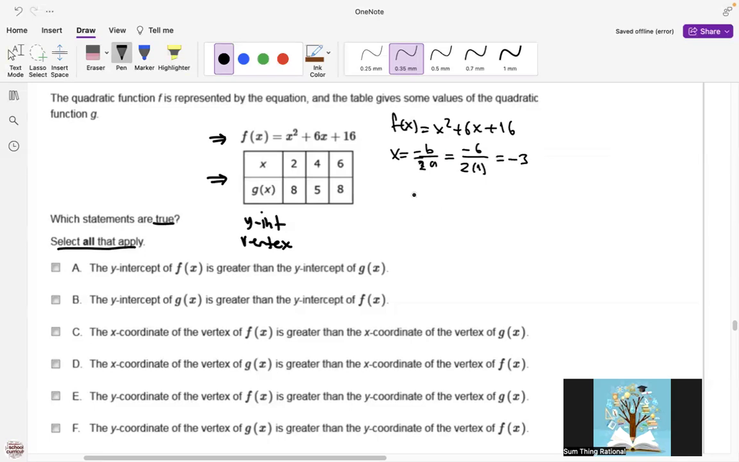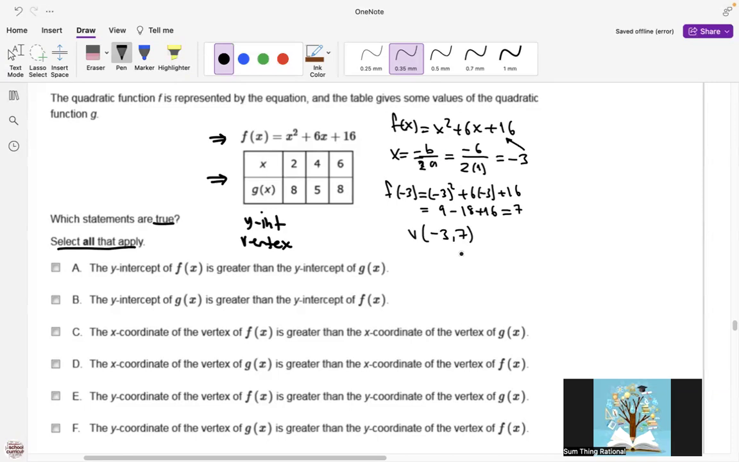So the vertex of this function is at the x-value negative 3. To find the y-value of the vertex, we need to plug negative 3 into the function. So we need to find f of negative 3, which is negative 3 whole squared plus 6 times negative 3 plus 16. Negative 3 whole squared is 9, minus 18, plus 16. As you see, 9 minus 18 plus 16 becomes 7. So the vertex of this function is negative 3 and 7.